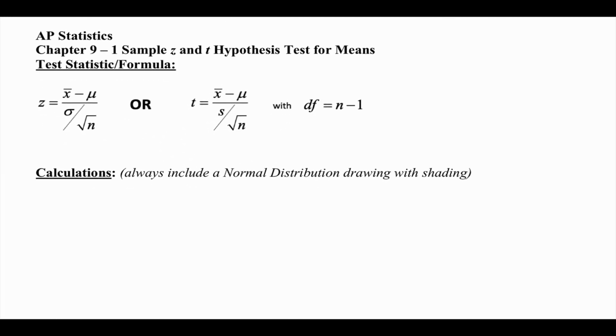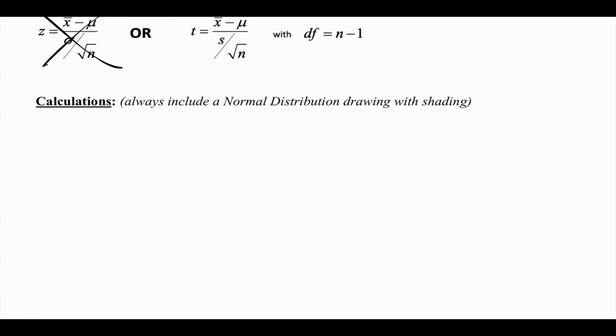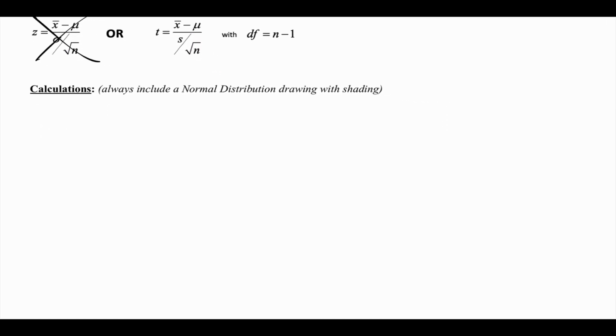Okay. Next one, formula. You don't have to write both. You just have to write the one you need. I put both on here just because we hadn't decided yet. So if it's T, you're going to choose the one that says T equals. If it's Z, you're going to use the one that says Z equals. So the one we have to do is T. So that's the one we're going to write down. Remember, with T, you have degrees of freedom, right? We have degrees of freedom. It's n minus 1 still. Okay. Calculations. Okay, let's draw.